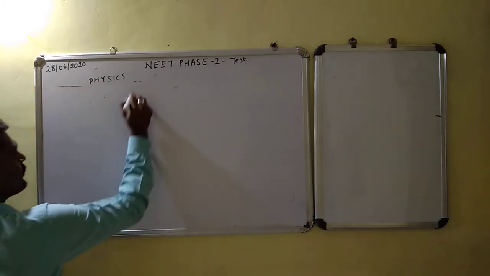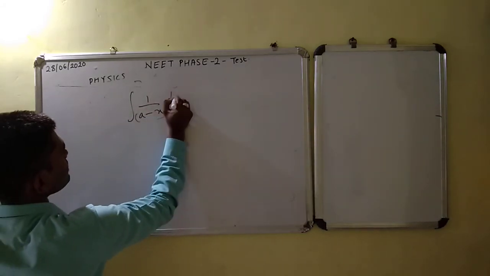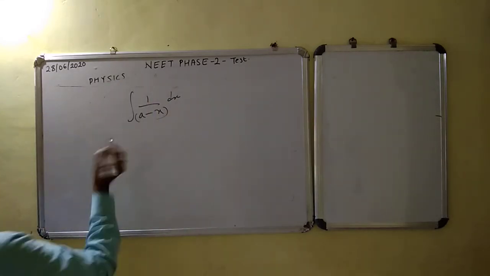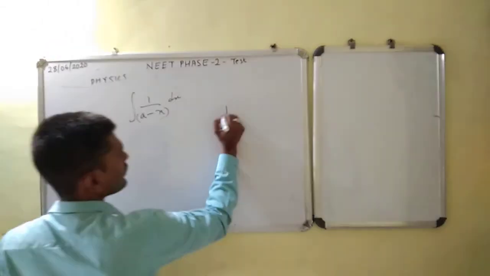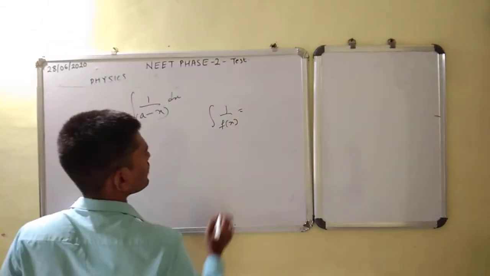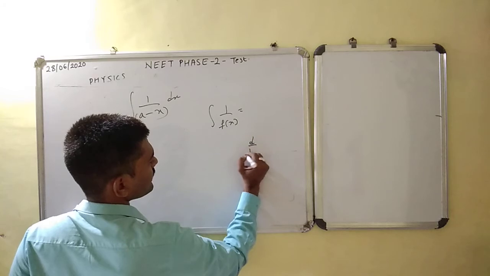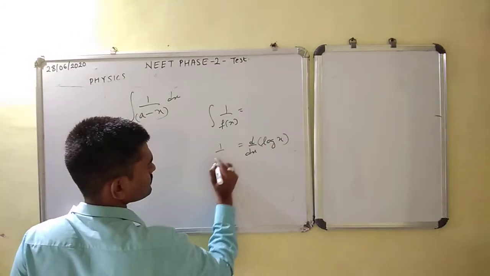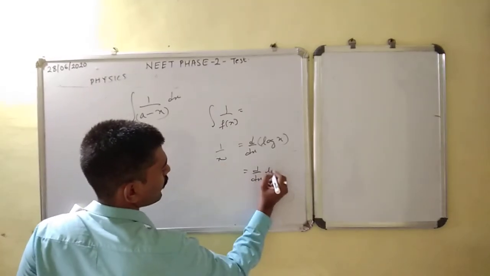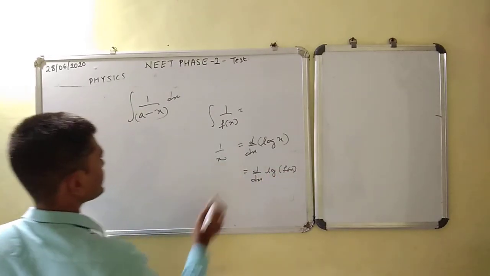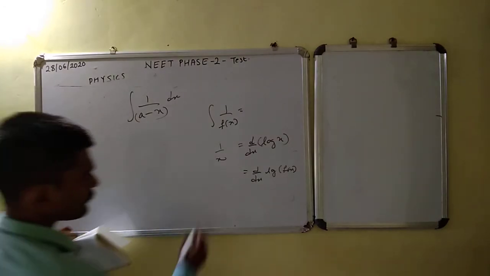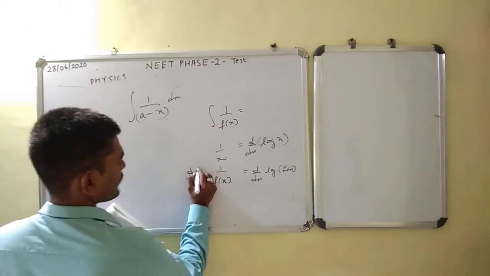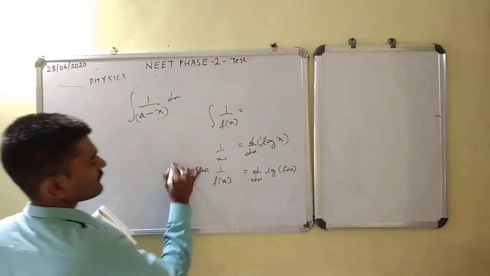Now, the integration of 1 upon a minus x dx. So integration of this term. Have they given you limits? No, it is a direct question. So again we will use the formula: 1 upon f of x. It is nothing but the derivative d dx of log x, whose derivative is 1 upon x. Similarly, d dx of log of f of x is 1 upon f of x into d dx of f of x. So we will use that same reverse chain rule here.